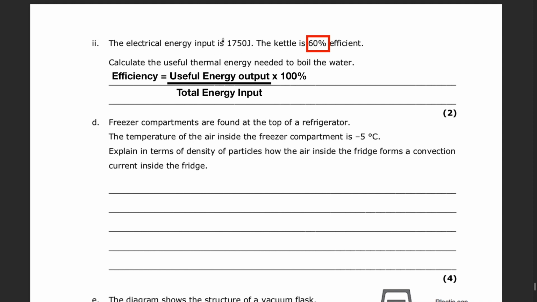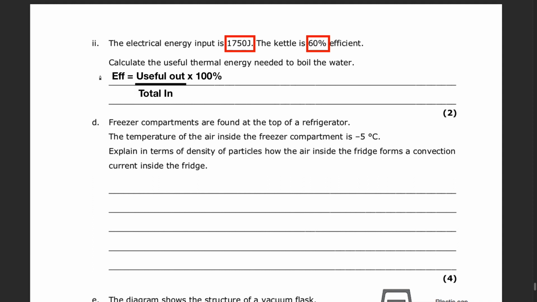And we know the energy input is 1750, so we can simply change the subject of the formula and get the answer. What I will do now, to make sure it fits on the screen, is I'm going to shorten the text of the equation so that it is more manageable on the screen. So the equation is going to look like this. So efficiency equals useful output divided by total input multiplied by 100%.